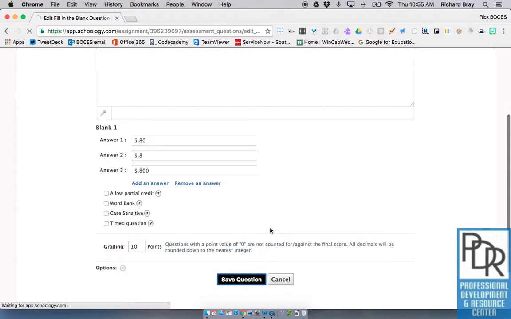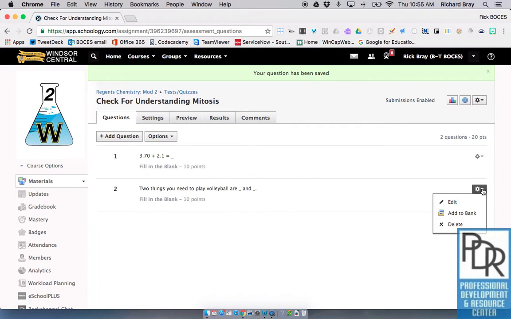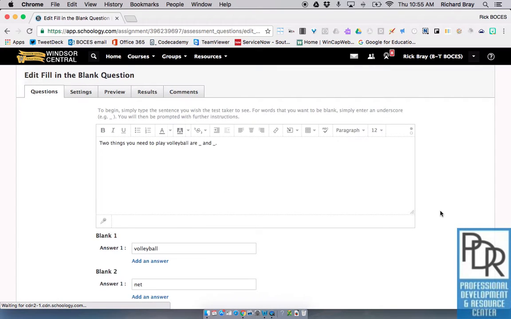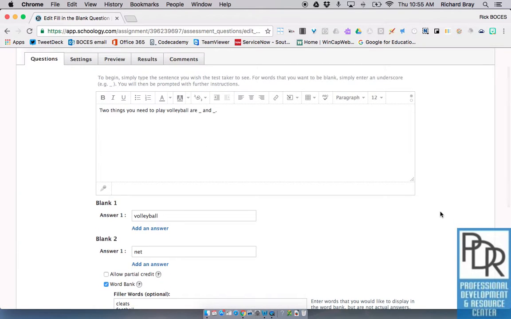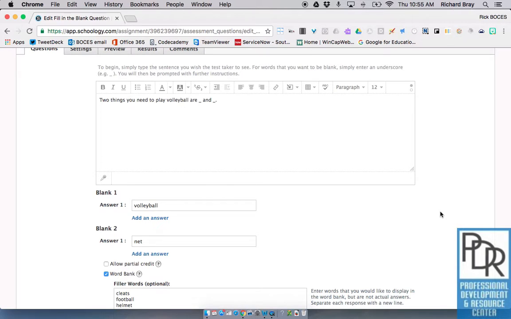The other place this is really helpful is if you have a question with multiple blanks in it, like this question that we pulled from Phys Ed. Two things that you need to play volleyball are blank and blank, and the answers are set to volleyball and a net. Now the problem is if a student answered net and volleyball, technically they'd get it wrong.